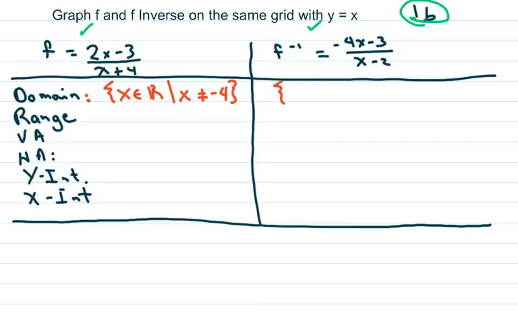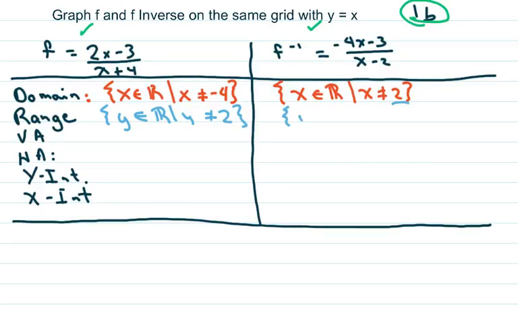For the inverse, the domain is all real numbers, however, x cannot be 2. Now, you get the range from the domain of the other. So for the range of f, it's all real numbers, however, y cannot be 2. And for the inverse, y is all real numbers, however, y cannot be -4, because you're just switching the x and the y's when you do your inverses.